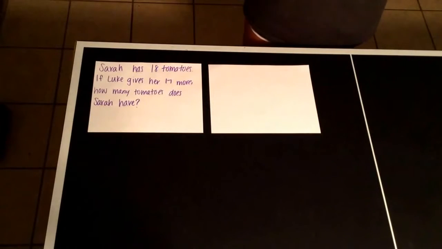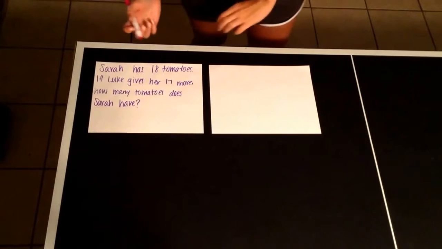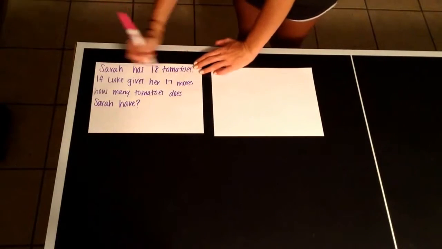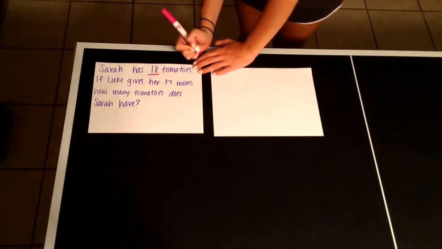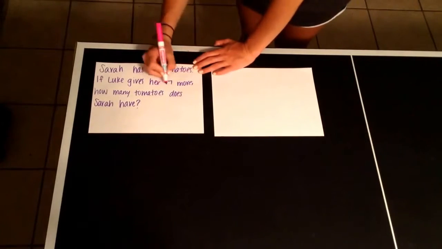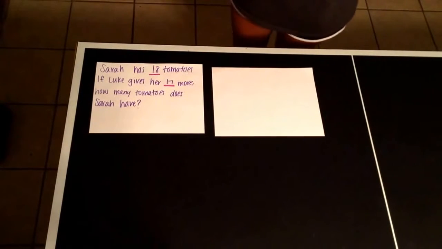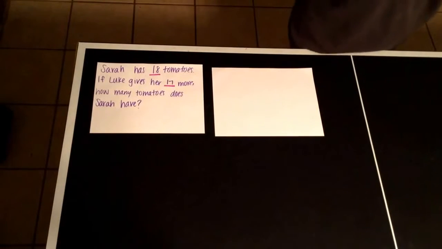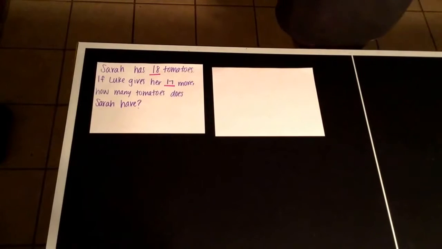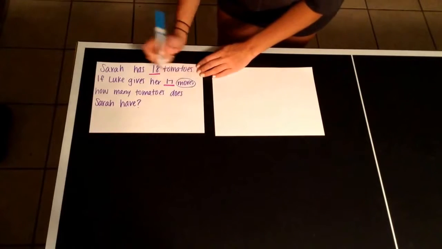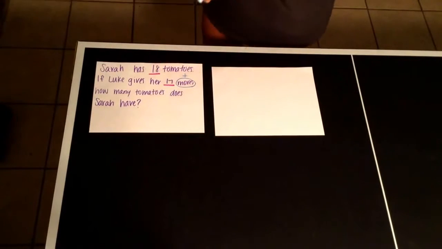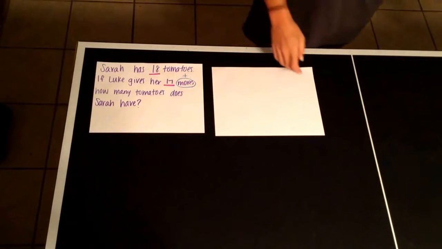So what we have to do first is we need to find our key points in the problem. What we're going to underline in pink first is all of our numbers in the problem. So we see that Sarah has 18, so we underline our 18 tomatoes, and Luke is going to give her 17 tomatoes. So we're going to underline that in pink. The next part is we're going to see where we're adding in our problem. So we know that the word more right here is going to be our addition. So we see that Luke gives her 17 more.